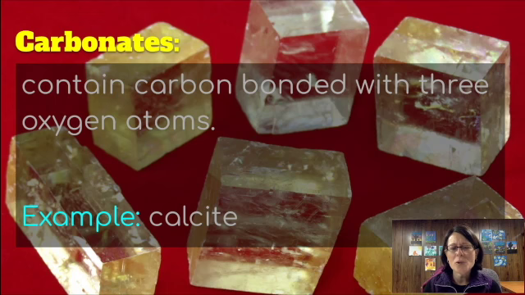So one group are the carbonates. They contain carbon bonded with 3 oxygen atoms. And one example is calcite. And you can see a picture of the calcite in the background there. Switching to my camera to look at our reference tables.